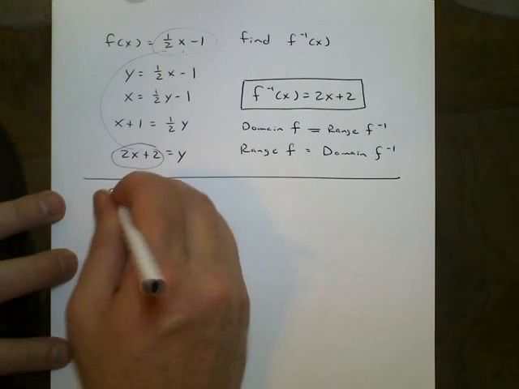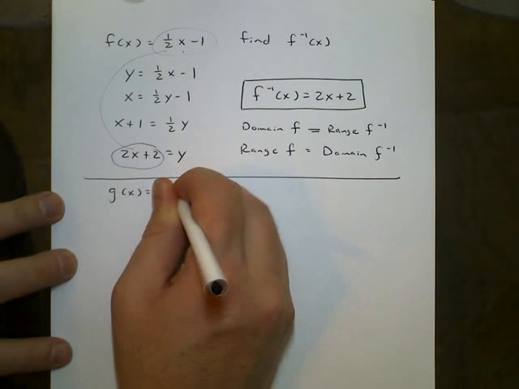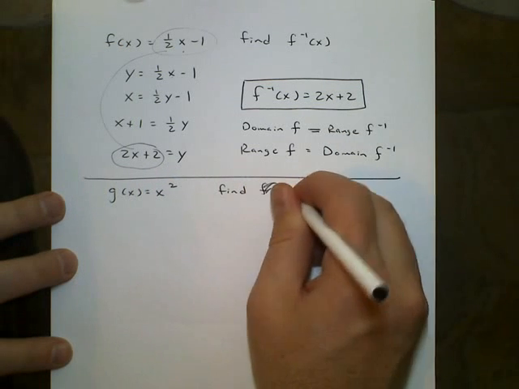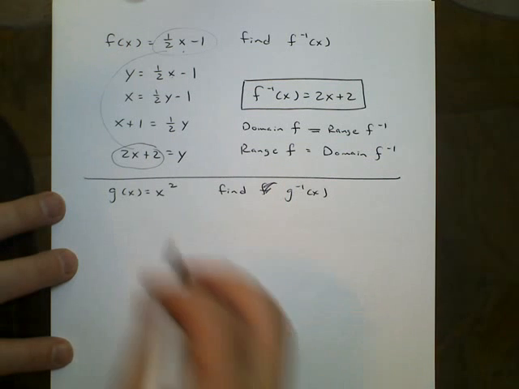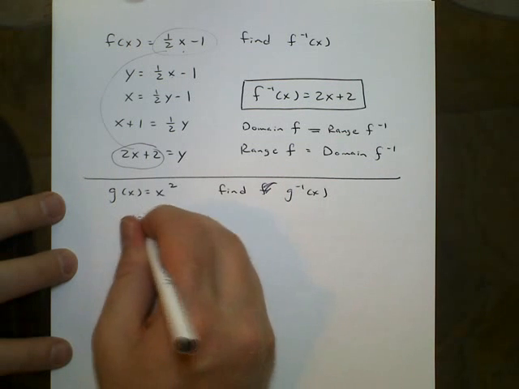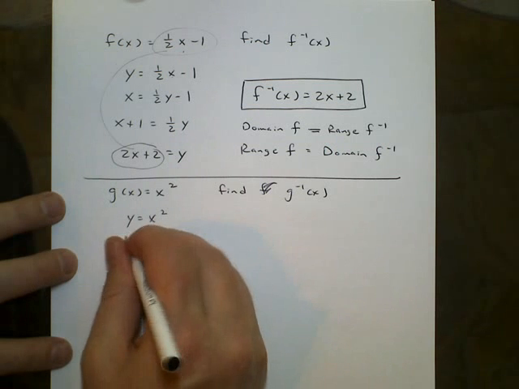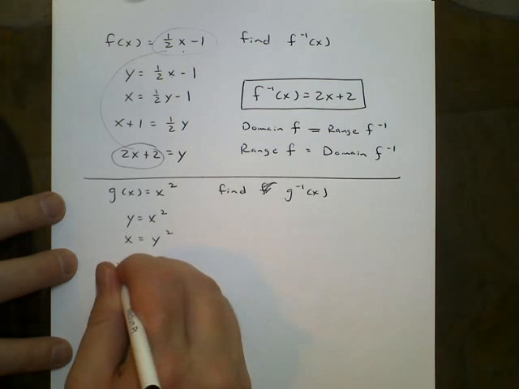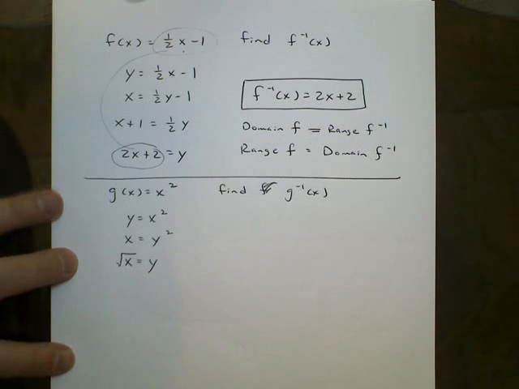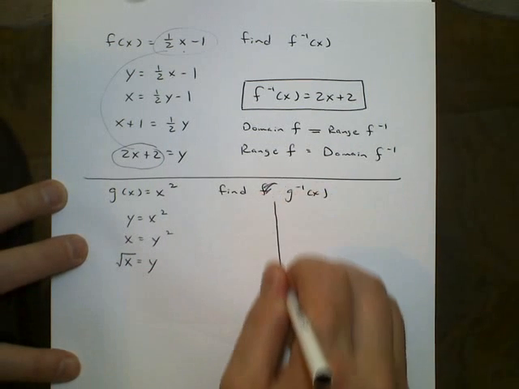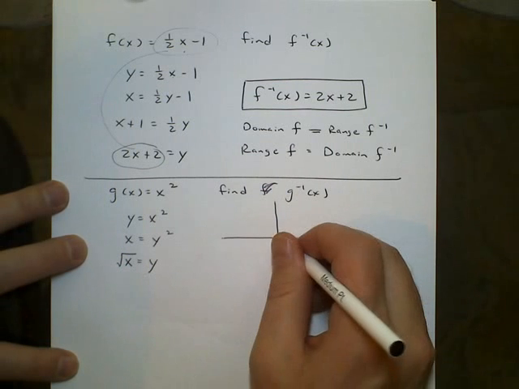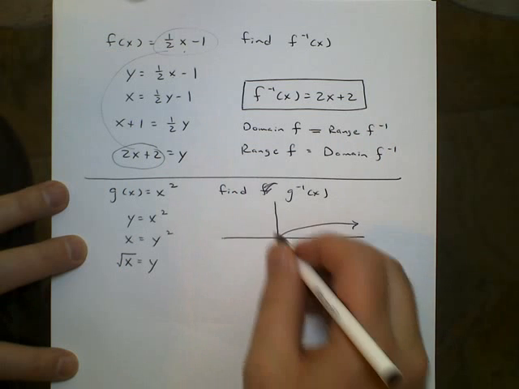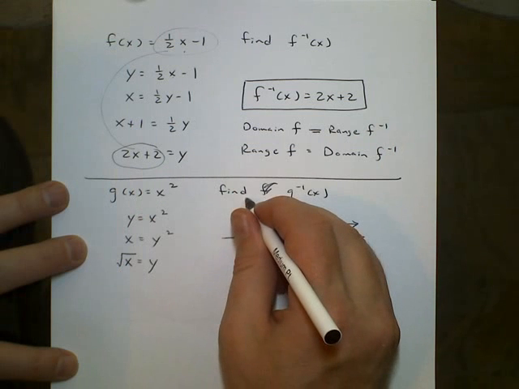If we were given g of x is equal to x squared, and we wanted to find g's inverse, using the same method, we'd have y equals x squared. So x equals y squared. We take the square root of both sides, so y would be the square root of x. But remember what we talked about graphically. The square root of x looks like this, and x squared looks like this.